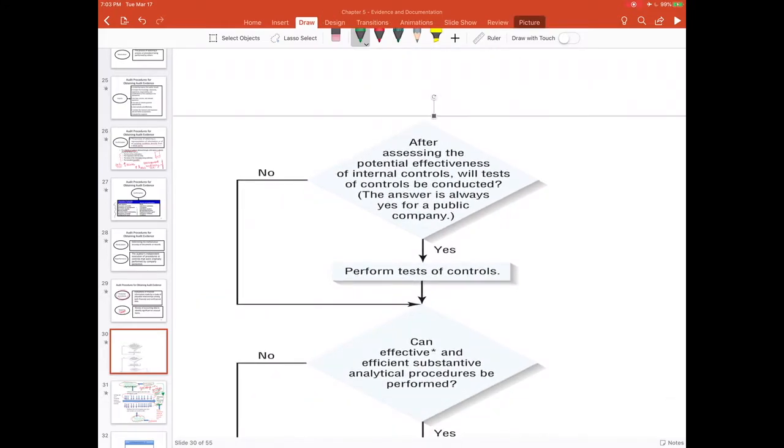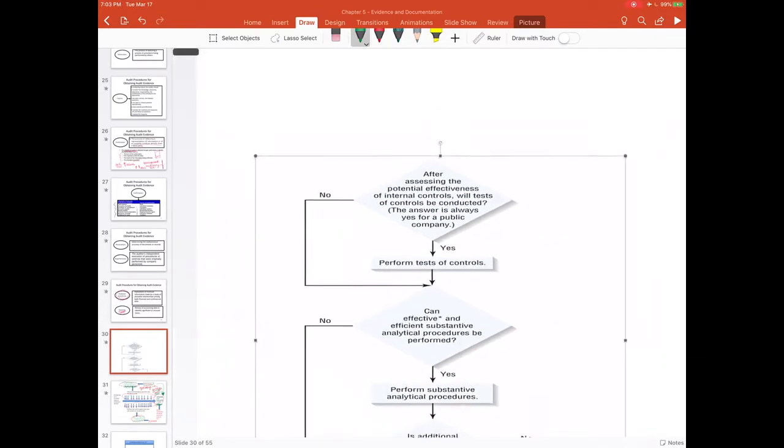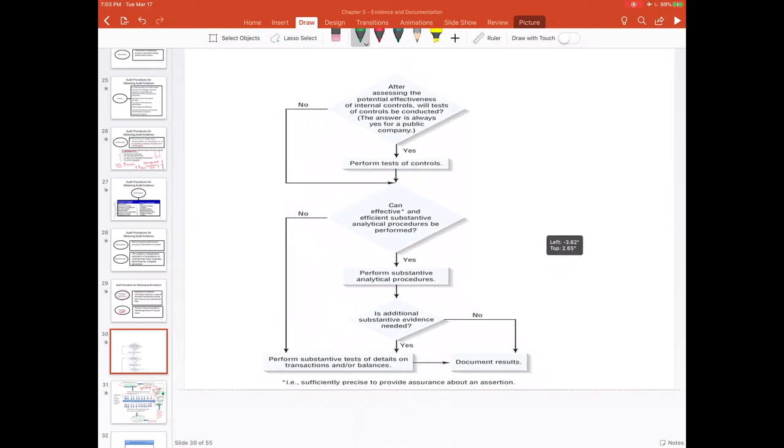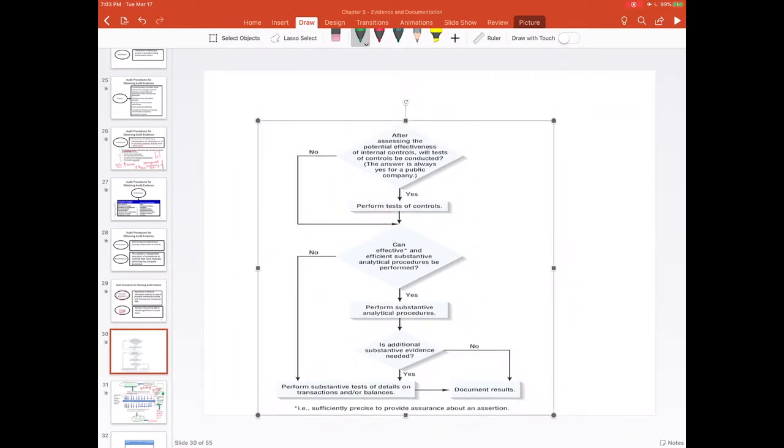This first step is saying, first, during my risk assessment procedures, I look to see if internal controls are effective or if I think they're going to be effective. So this is the step where you're assessing control risk, but before you've actually tested controls. And up at this step, you're supposed to decide, hey, am I planning on testing controls? Do I think controls are effective?